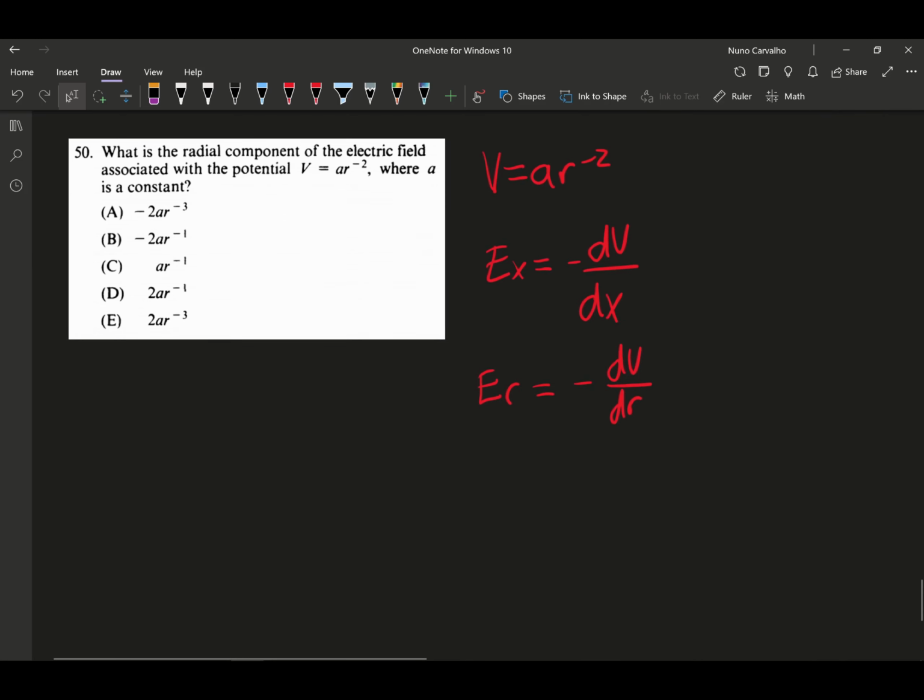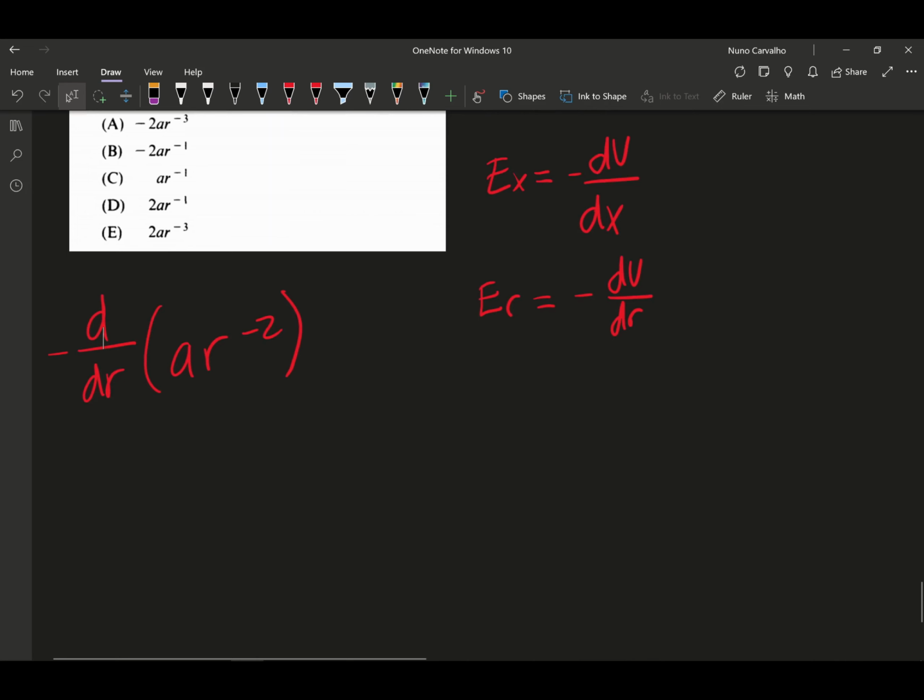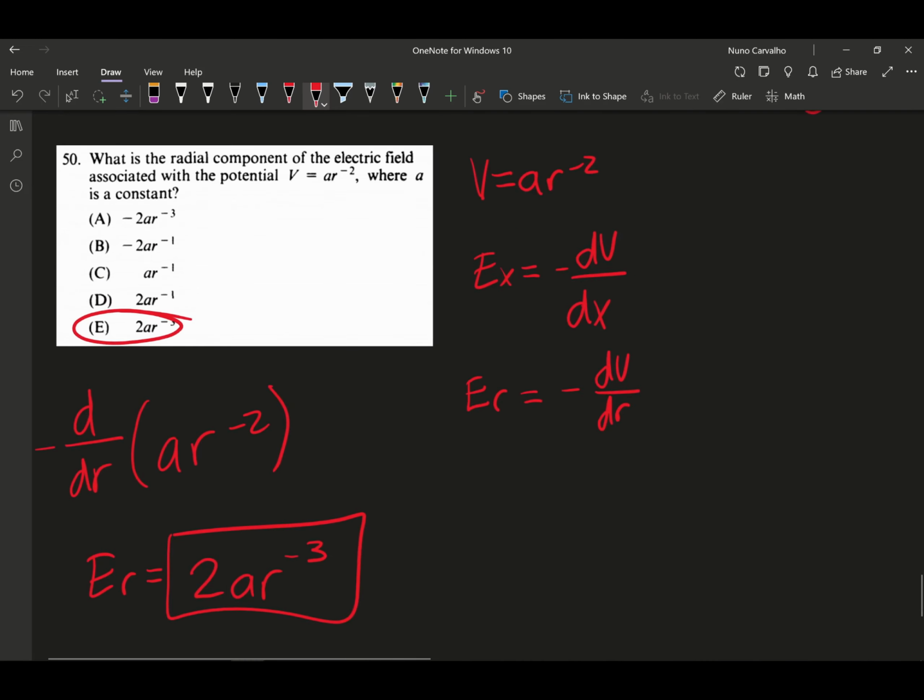And so then it's just a matter of taking the derivative of this voltage. So taking the derivative with respect to r, and by the way, we're also making that negative, of A r to the negative 2. Well, this is just calculus. We are going to bring down here the negative 2, and then we are going to also decrease the exponent by 1, which is to say that we're going to end up with 2A r to the negative 3. And that is going to be our radial component right there, which is to say this answer choice is E.